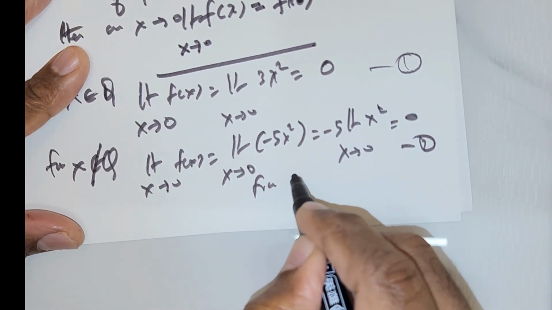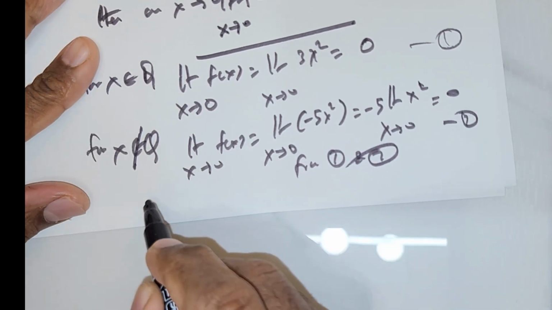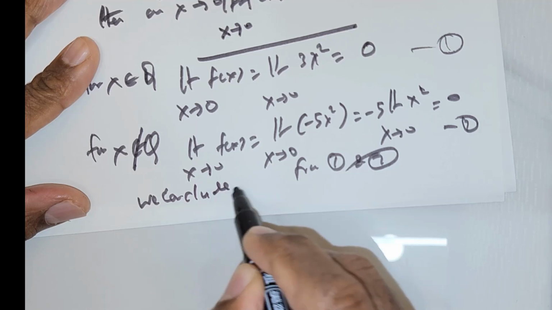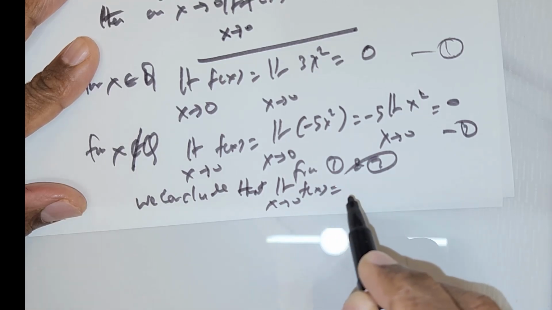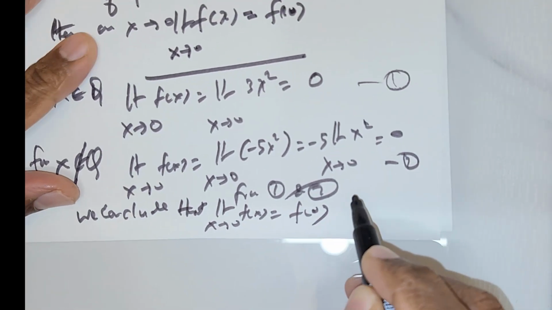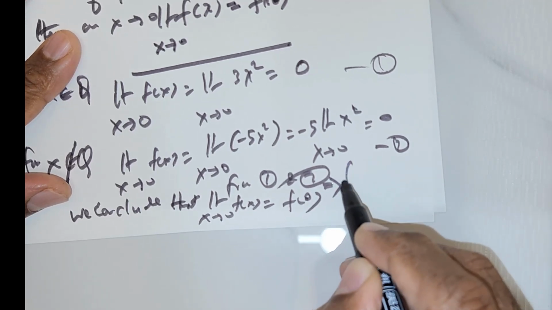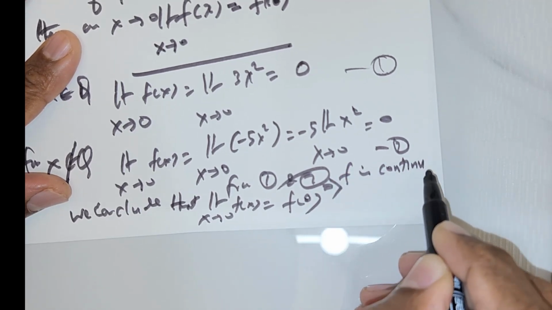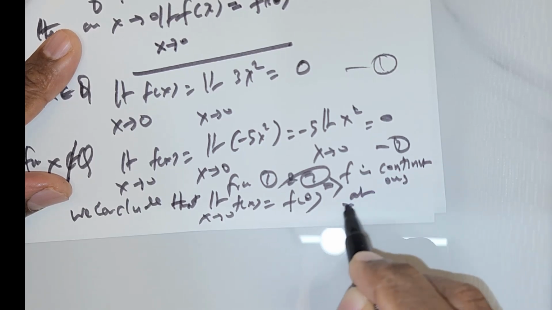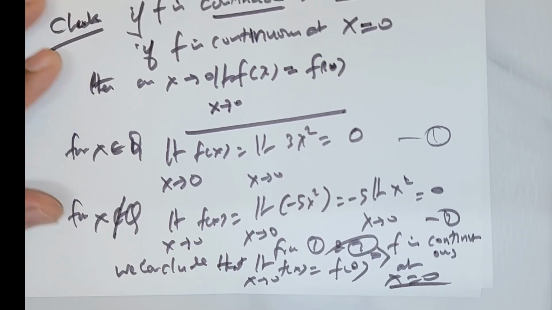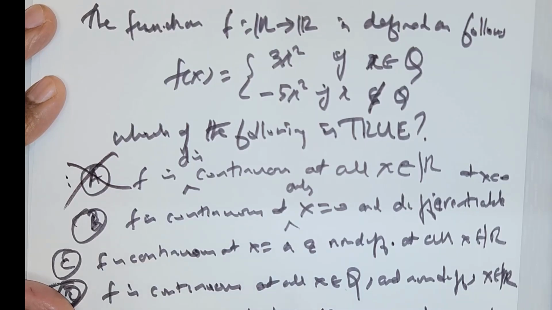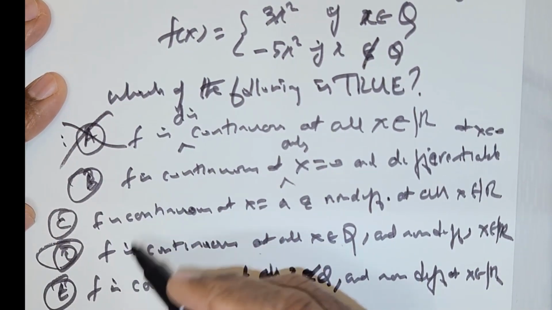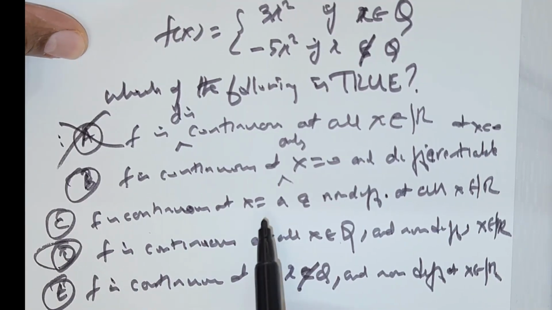So from 1 and 2 we conclude that the limit as x tends to 0 of f of x is equal to f of 0. So this means f is continuous at x equal to 0. Okay, so this is ruled out. This cannot be, and we have to find if it is continuous at x equal to a. So let's check.